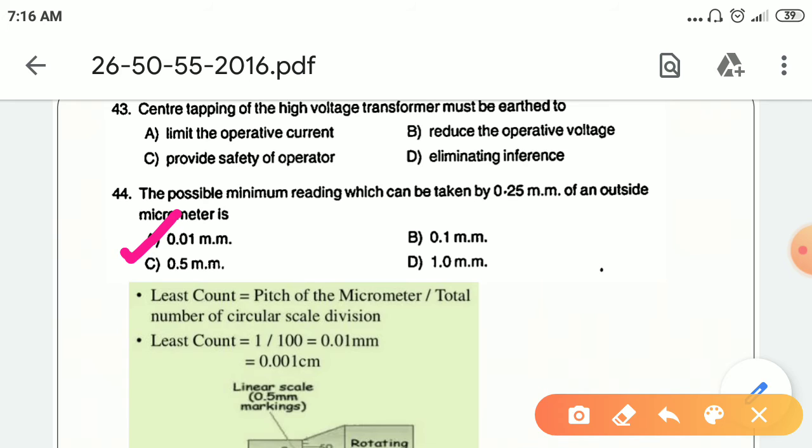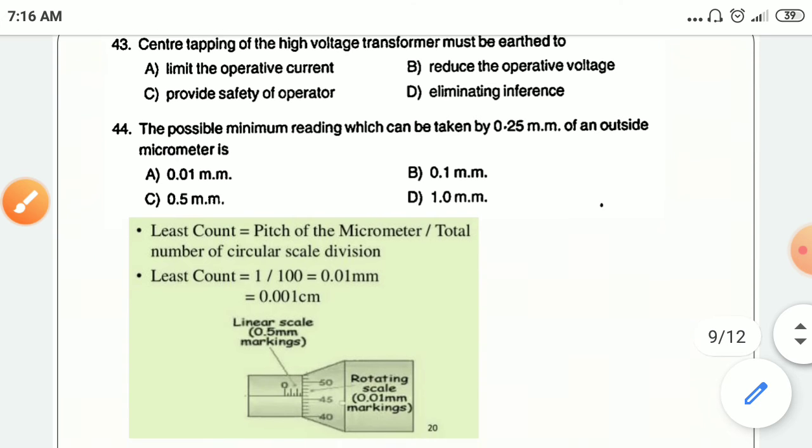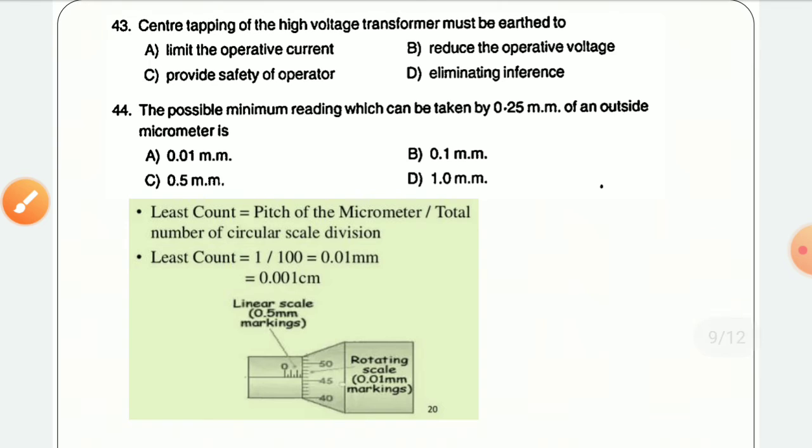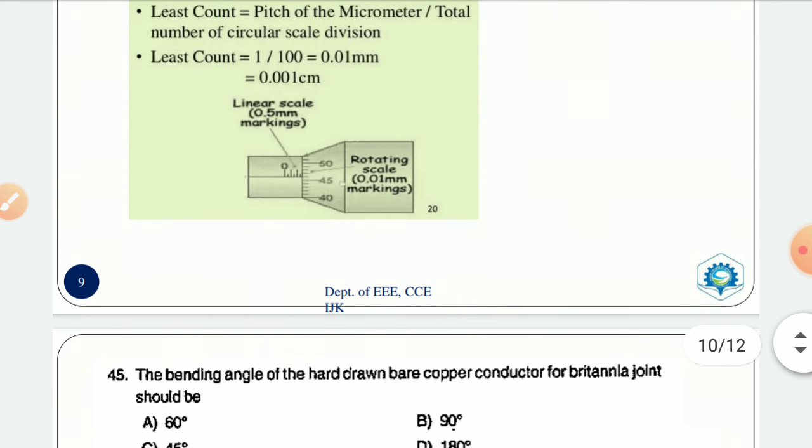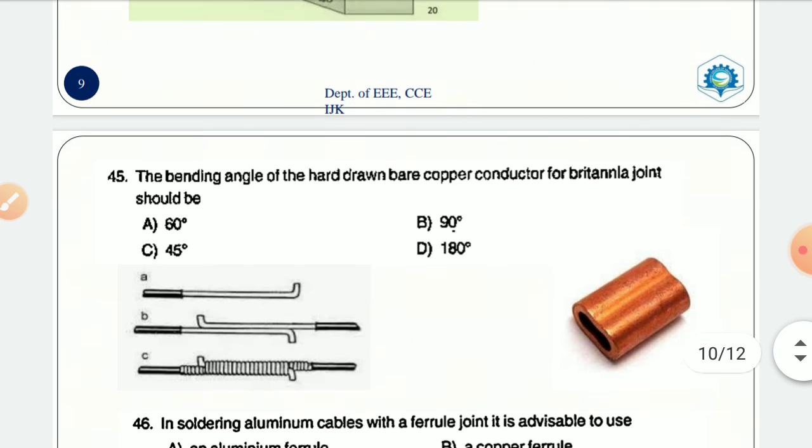So those who have already forgotten the calculation for finding the least count, you can just go through this figure. Pitch divided by the total number of circular divisions. Circular scale division is the least count. So least count is equal to 1 millimeter divided by 100 divisions on the circular scale, and thus it becomes 0.01 millimeter. Okay, so let's move on to the next question.